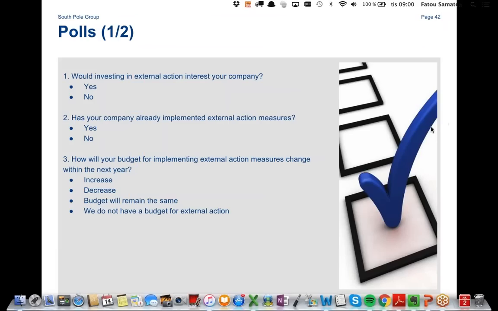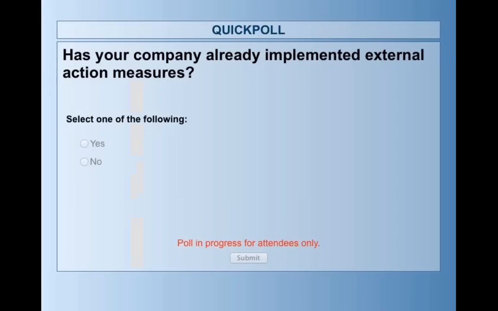Thank you for your answers. We'll move on to the second question. Has your company already implemented external action measures? And here again, please select yes or no.